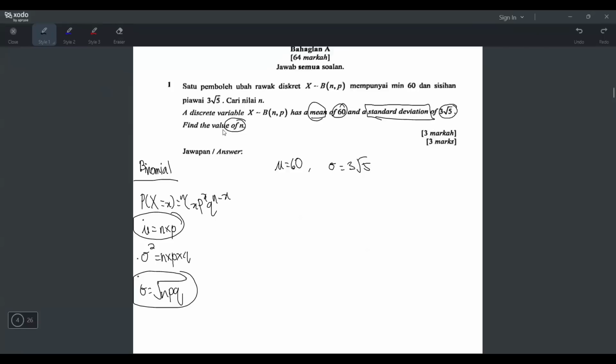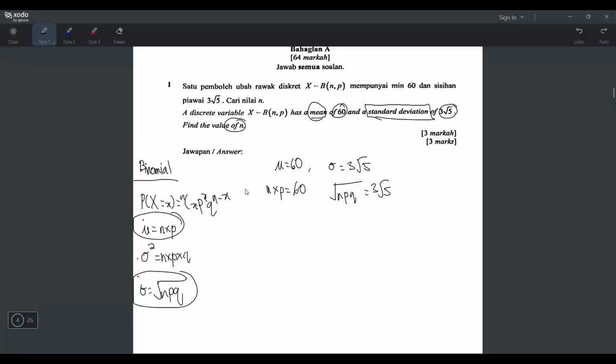It's very easy. We just apply the mean formula, n times p equals 60. But since I don't have n and p, I'll just write np for now. Same with the standard deviation, the formula is square root npq, but I don't have n, p and q, so I'm just going to write it like this. Now my job is to find n. So how do we do it?